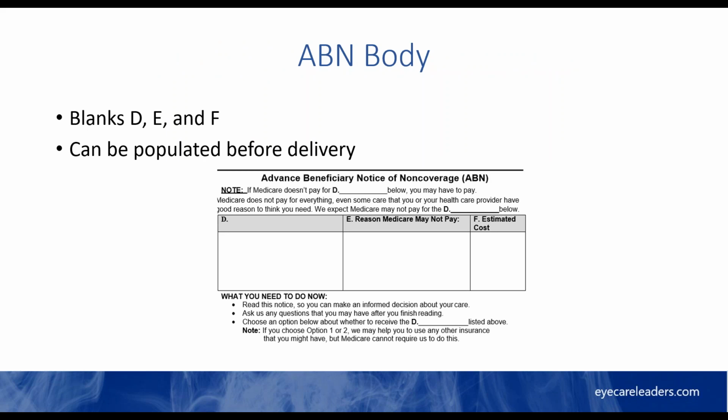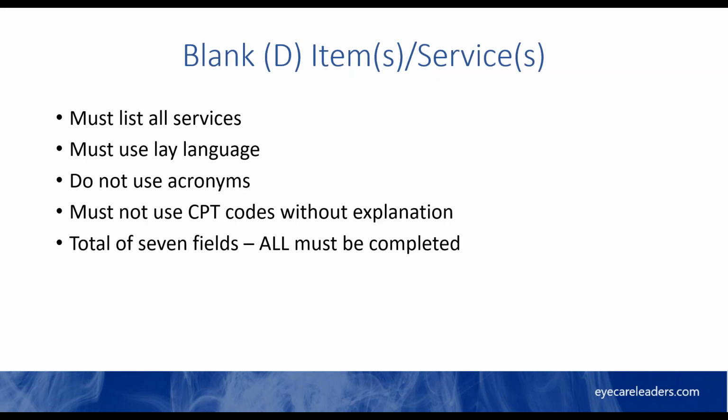Then we move into the body of the ABN. The body is blanks D, E, and F, and these blanks can be populated before delivery of the notice. D is items or services. So the large blank D must list all specific names of the potentially non-covered items or services. Remember that lay language must be used.